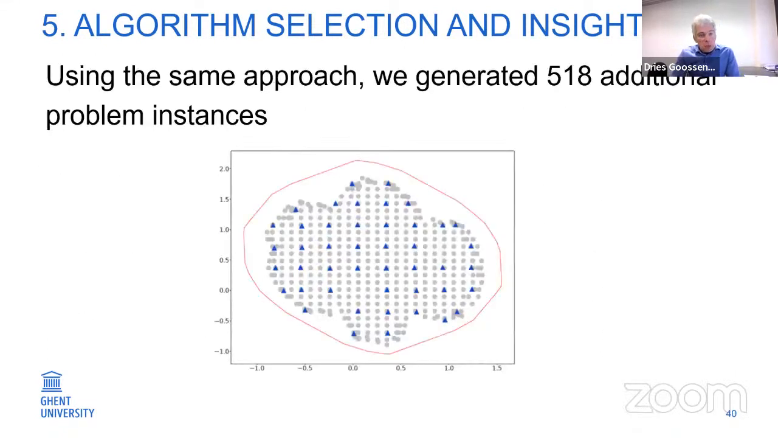And as I said, the 45 instances that we had for the competition, they were not enough. So we used the same method to generate additional problem instances. We generated 518 additional problem instances. You can see them as the gray dots in this figure, whereas the blue triangles are the instances that we have used for the timetabling competition.